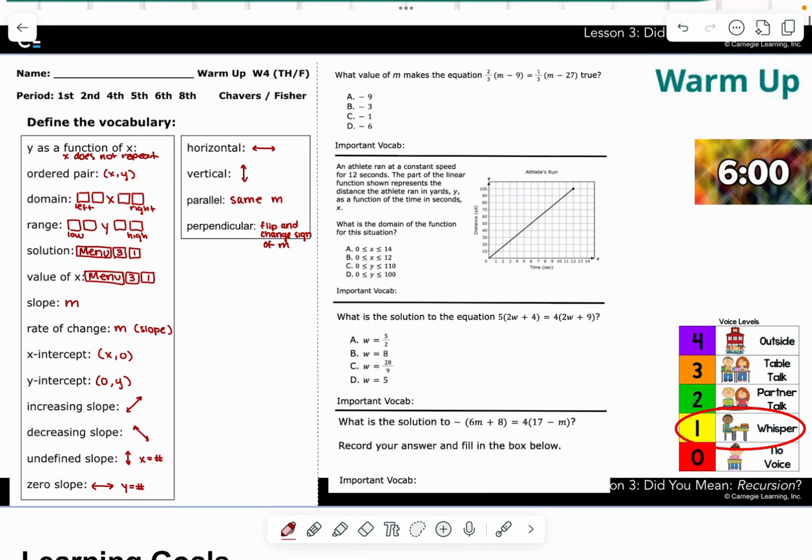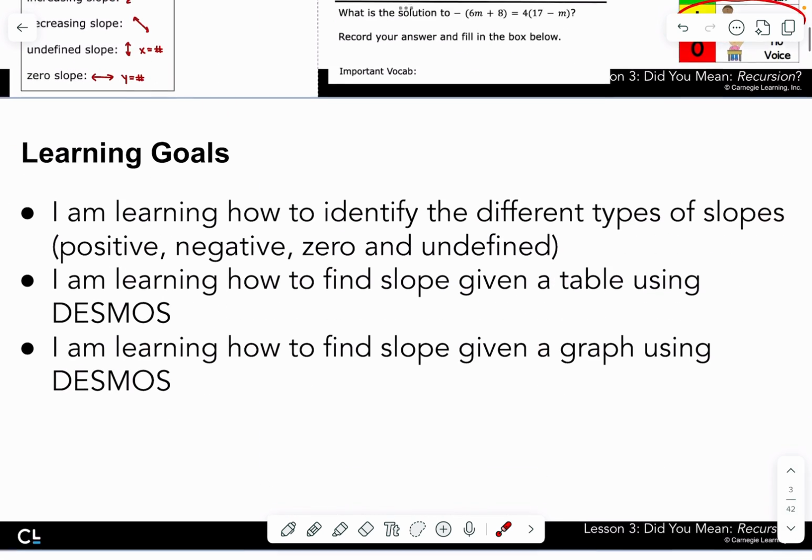All right, so if you're in the honors classes, these are your important words for this quarter right now. I would write these down and study them. If you see "y is a function of x," you're going to think x does not repeat. If you see "domain," you're going to think box, box, x, box, box. So all of these are important words. I would practice them, study them, get to know them. I'll keep adding more as we go, but this is it for now.